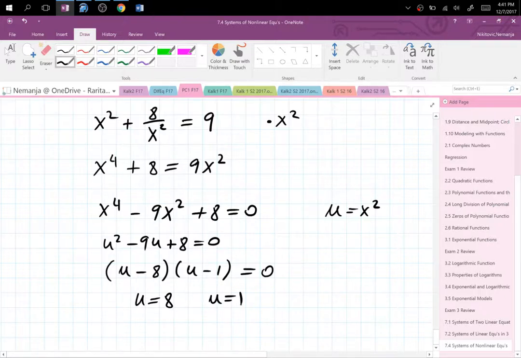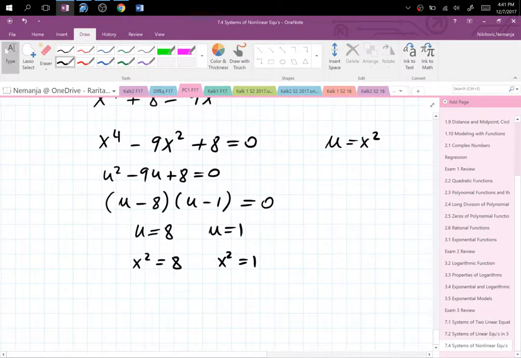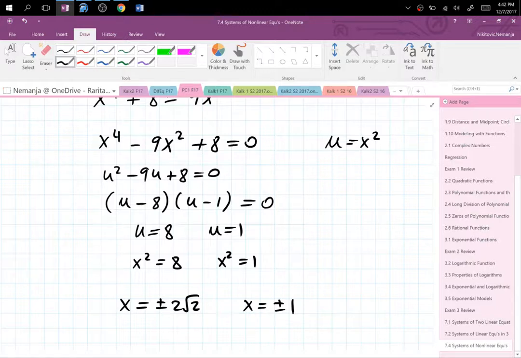Now, no one cares about u. We care about x, right? So we replace each u by x squared, and then take square roots of both sides. So x equals plus or minus 2 root 2, since the square root of 8 is 2 root 2, and x equals plus or minus 1. We have 4 x values.